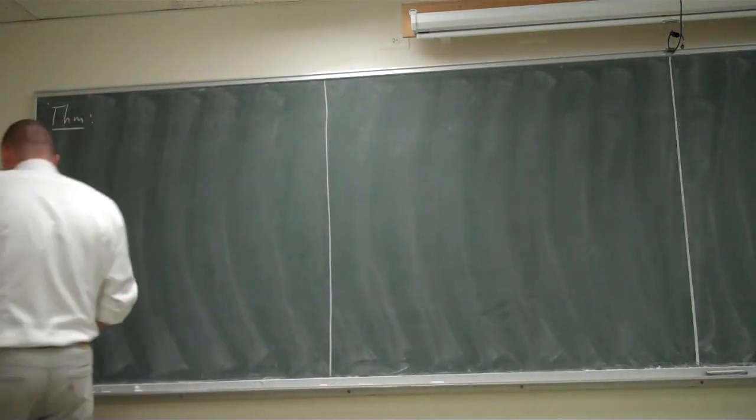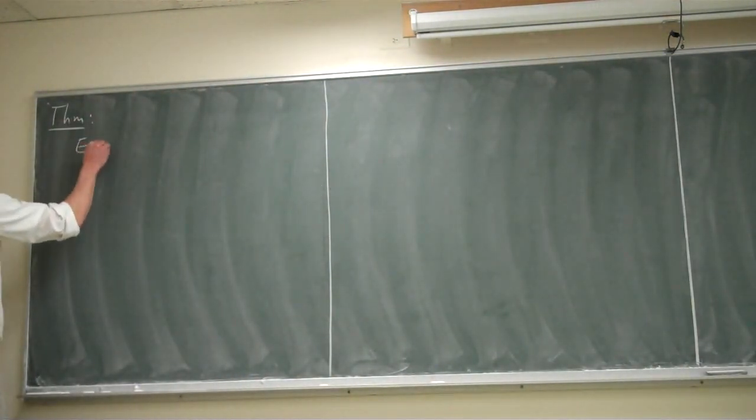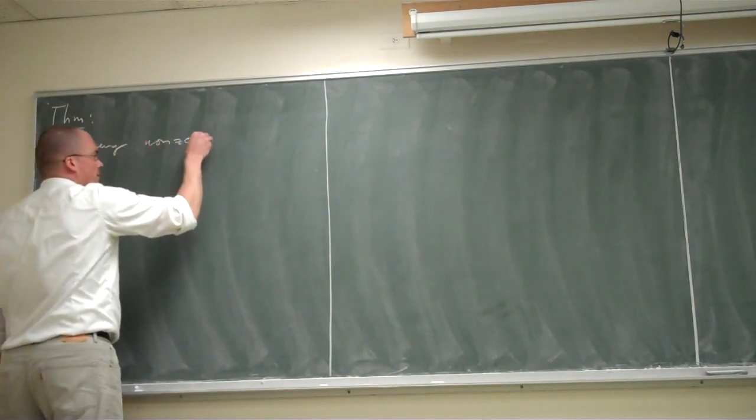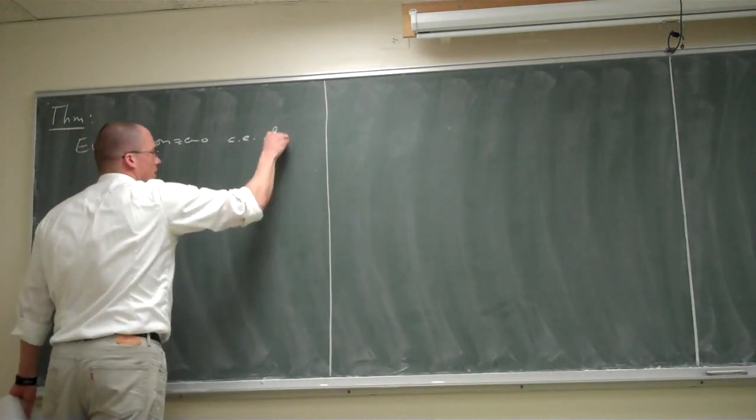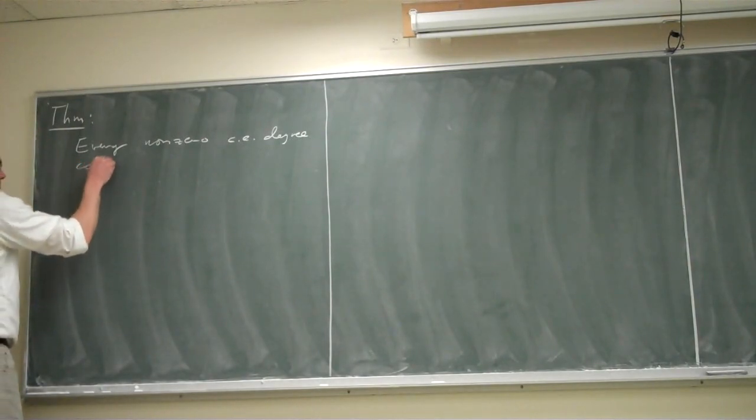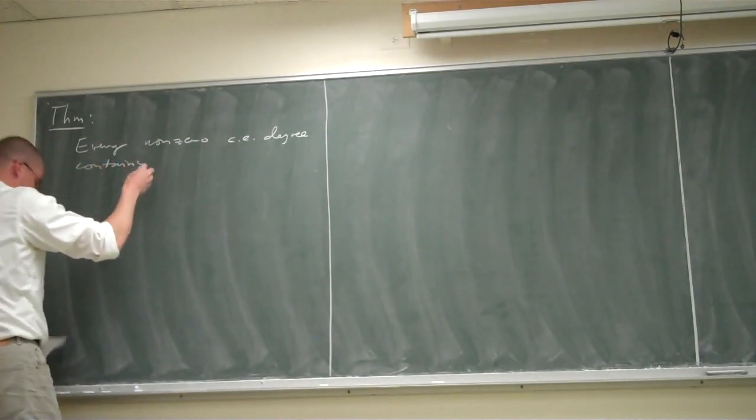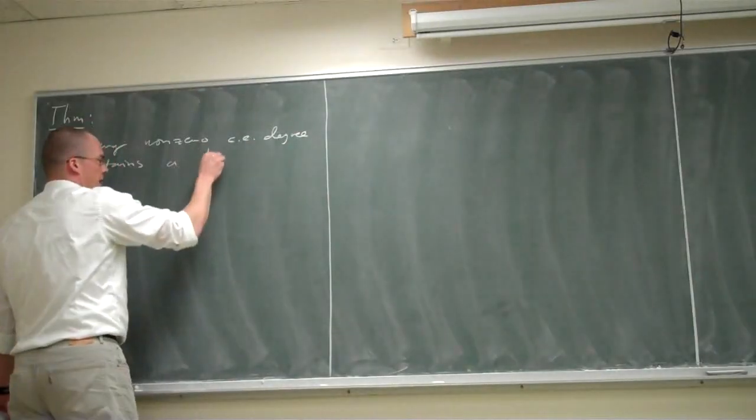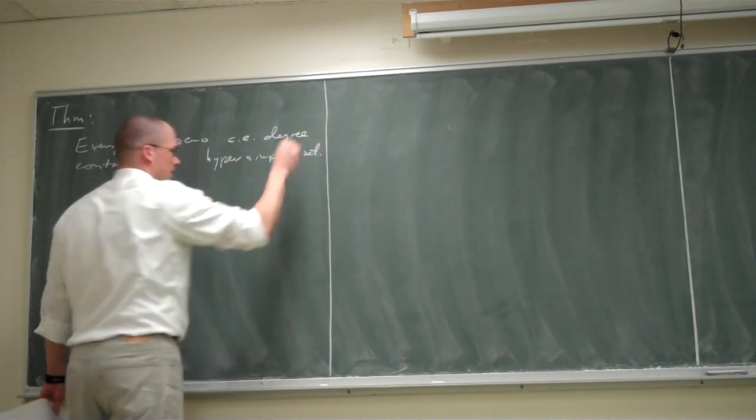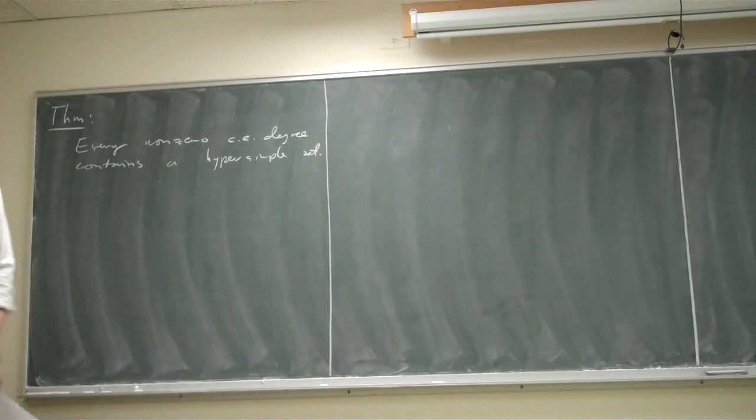And the same is with the next theorem. Every non-zero CE degree contains a hypersimple set. So that at least shows that hypersimplicity is not the right notion for being an intermediate degree, because in particular there exist complete hypersimple sets.